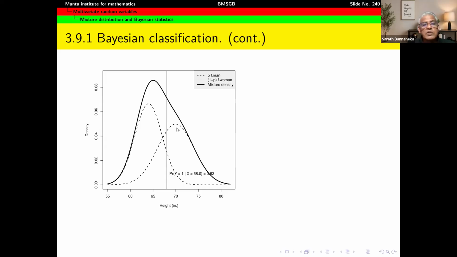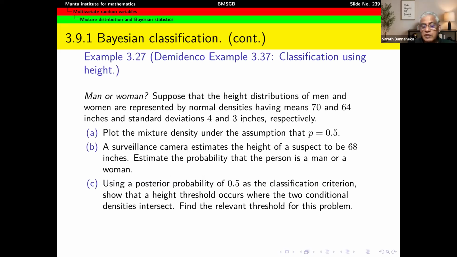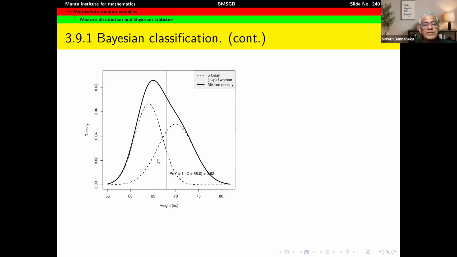Why is this distribution shorter? Because its standard deviation is larger, it's 4. The other one has standard deviation 3. So this is not the actual density itself. This is the proportion times the density. Neither is an actual density. The actual densities will be just the density of men and the density of women. But this is the contribution I have shown, because the book also shows it like that. That's why I have drawn it here.